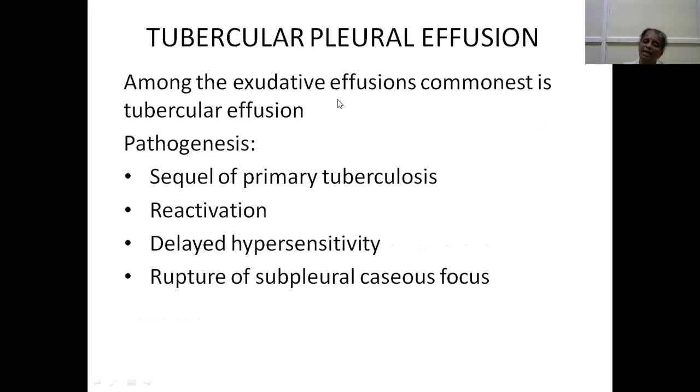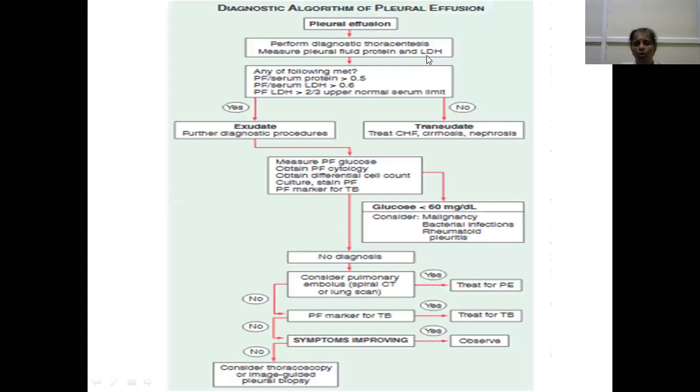In pathogenesis, it can occur because of the sequelae of the primary tuberculosis. It can be due to reactivation of the focus. It can be due to delayed hypersensitivity, or it can be due to rupture of a subpleural caseous focus into the pleural cavity. So, once diagnosed pleural effusion, how to approach the case?